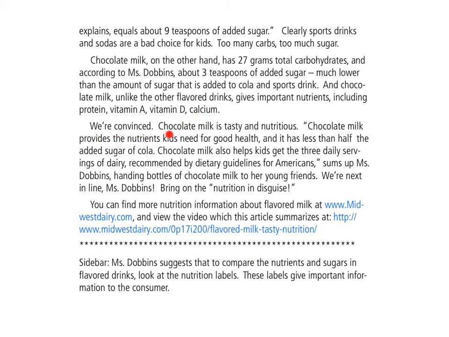We're convinced chocolate milk is tasty and nutritious. Chocolate milk provides the nutrients kids need for good health, and it has less than half the added sugar of cola. Chocolate milk also helps kids get the 3 daily servings of dairy recommended by the Dietary Guidelines for Americans, sums up Miss Dobbins, handing bottles of chocolate milk to her young friends. We're next in line, Miss Dobbins. Bring on the nutrition in disguise.